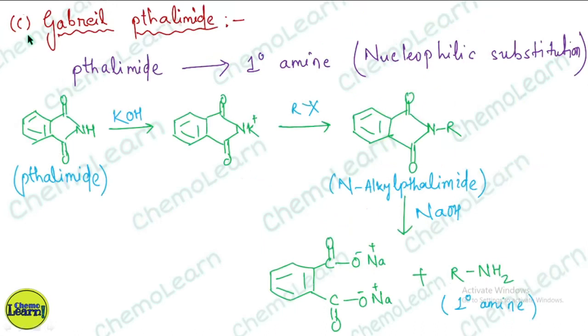In option C, we have Gabriel phthalimide reaction. Here nucleophilic substitution of phthalimide to primary amine takes place. Okay, this is our phthalimide. Upon treatment with KOH and RX, it forms N-alkyl phthalimide, and then treating with NaOH, it forms primary amine. But it doesn't take place via the formation of isocyanate.